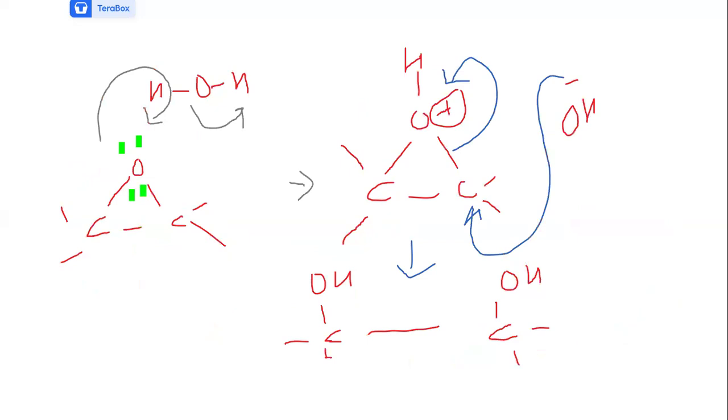And the epoxide is produced. When the epoxide is attacked by water, this hydrogen is attached to this oxygen, and again this water or hydroxide attacks this carbon and produces the vicinal diol.